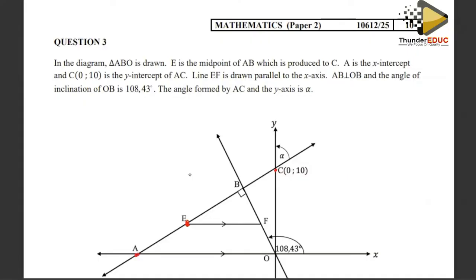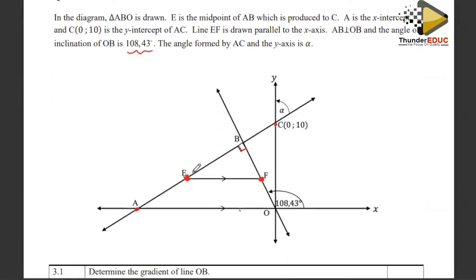Line EF is parallel to the x-axis, so if this is a midpoint and these lines are parallel, then this one is also a midpoint. Then AB is perpendicular to OB, so we see that it is 90 degrees. The angle of inclination is 108.43 degrees, as indicated. Then the angle formed by AC and the y-axis is alpha.